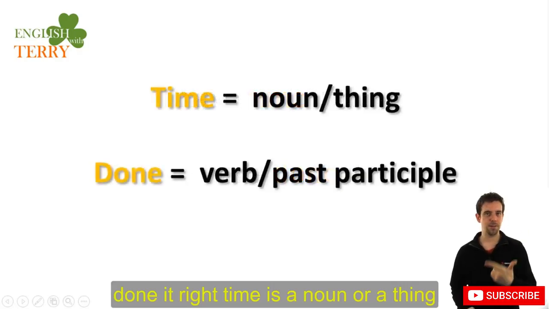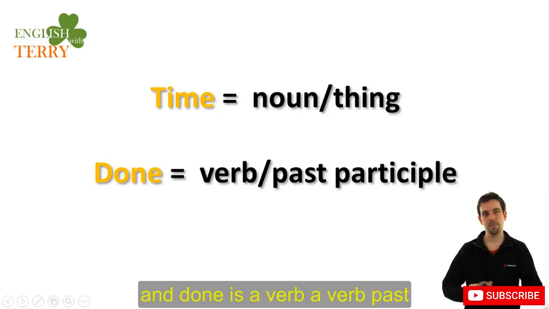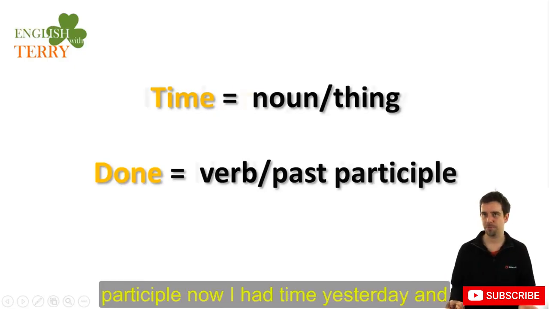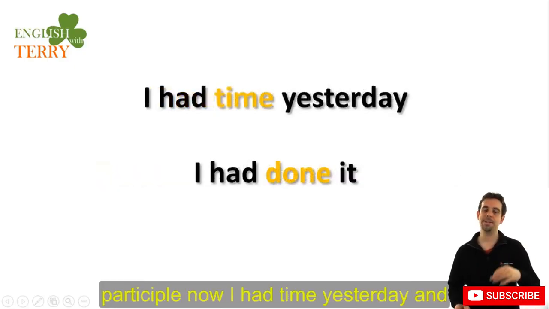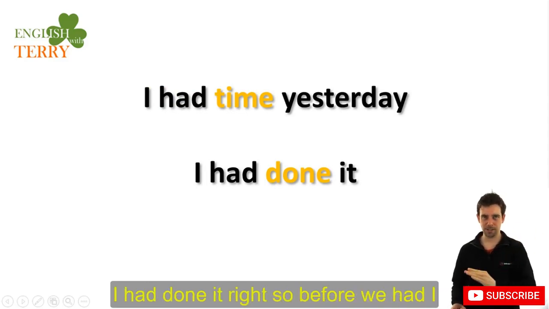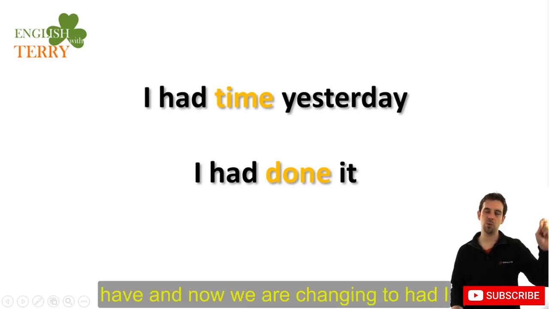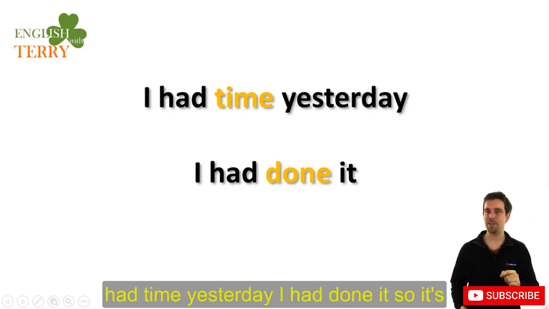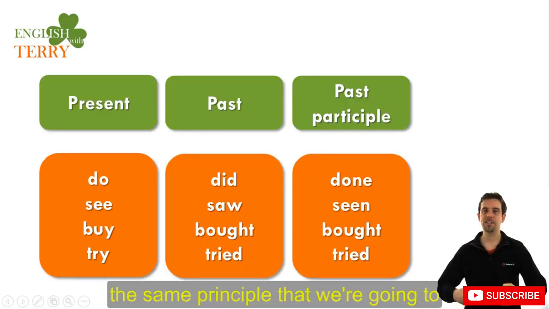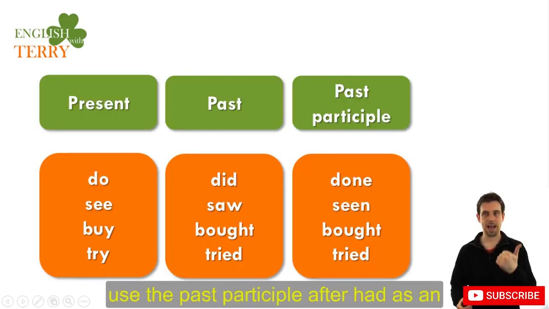Time is a noun or a thing and done is a verb, the verb past participle. Now, I had time yesterday and I had done it, right? So before we had I have, and now we are changing to had. I had time yesterday, I had done it. So it's the same principle that we're going to use the past participle after had, as in I.